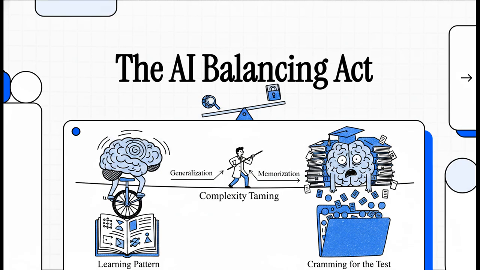Have you ever wondered how we build an AI that's actually smart and not just a really good parrot that memorizes everything? Well, it's this incredible balancing act, kind of like a high wire walk between learning a real pattern and just cramming for the test. Today, we're going to pull back the curtain and see how engineers tame the wild complexity of their models to get that balance just right.